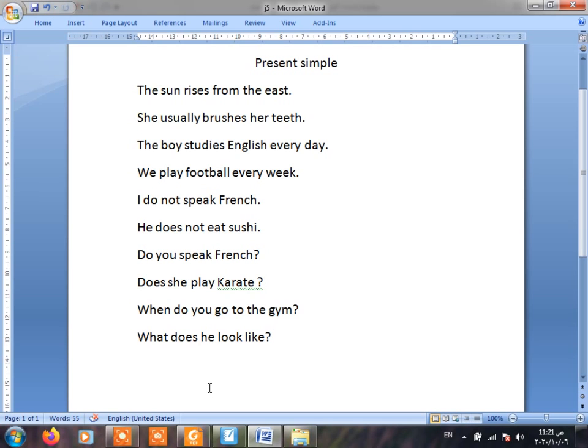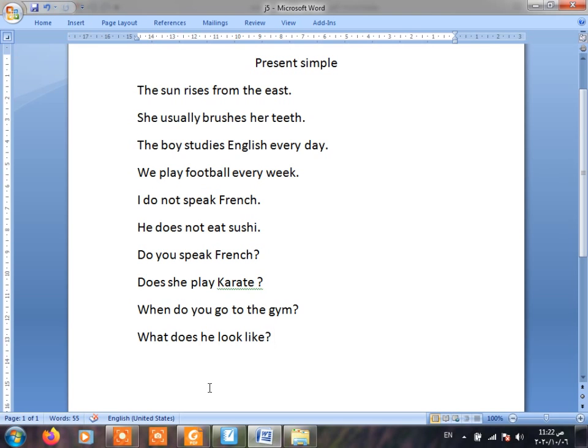After that, the boy studies English every day. Studies. The infinitive form of it is study. And if we have a verb that ends with Y and before it we have a consonant letter, we drop Y and add IES. Okay? But pay attention to this again. If we have a verb that ends with Y and before it we have a vowel letter, we add only S, like play.